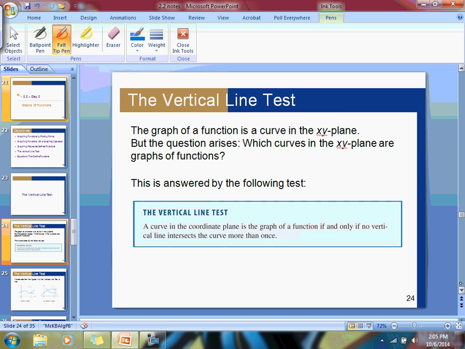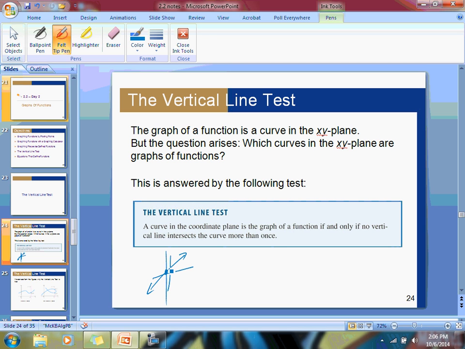And the vertical line test is a really easy way to figure out whether or not a graph represents a function. Basically, you're going to have the picture of your graph. Let's make a line here. And then you're going to draw a vertical line through it. And as long as that vertical line only touches the graph one time, then that graph is a function.